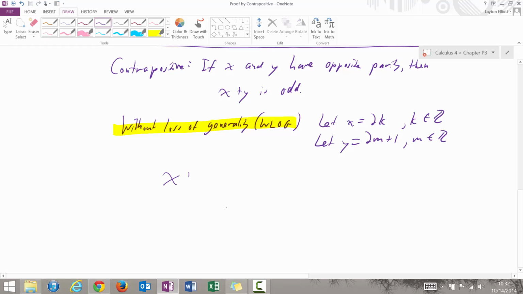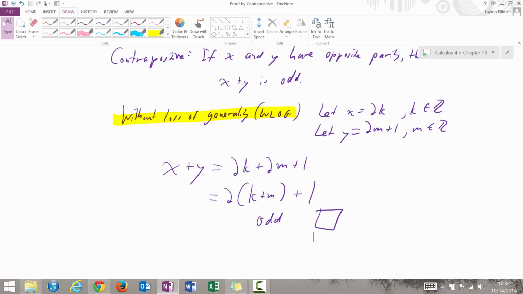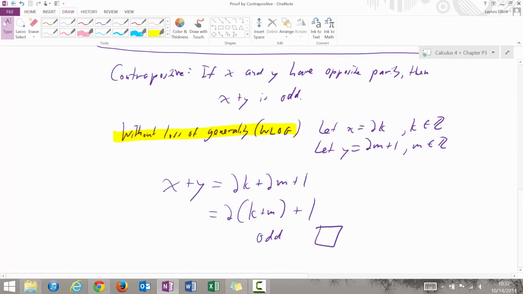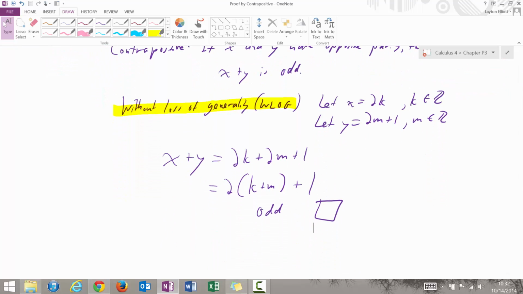If I have x plus y equal to 2k plus 2m plus 1, this now is a very easy proof. I pull out the 2, 2 times k plus m, plus 1. So 2 times an integer plus 1, which is odd. And we can just put a little box, thus it is shown, because we've now proved that if they have opposite parity, then x plus y is odd, which means we've actually proved that if x plus y is even, then x and y have the same parity. So that's done.